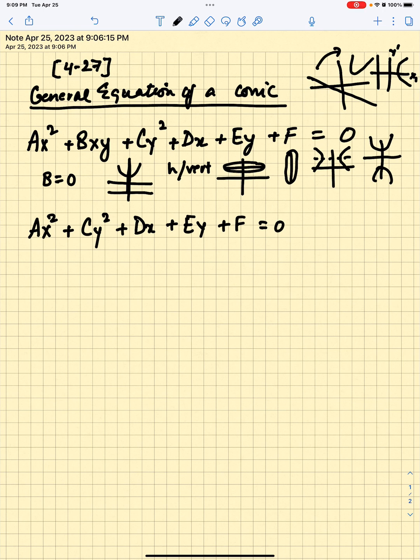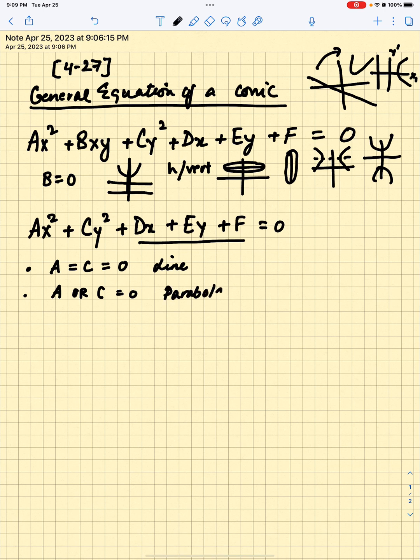Now let's see what we can gather from this general form about what kind of conic it will be. If a and c are both 0, then clearly we have the equation of a line, correct? If a or c is 0, so that means we have just an x squared term or just a y squared term, then we are going to end up with a parabola, right? Because a parabola is either x squared equals 4py or y squared equals 4px, with a transformation.